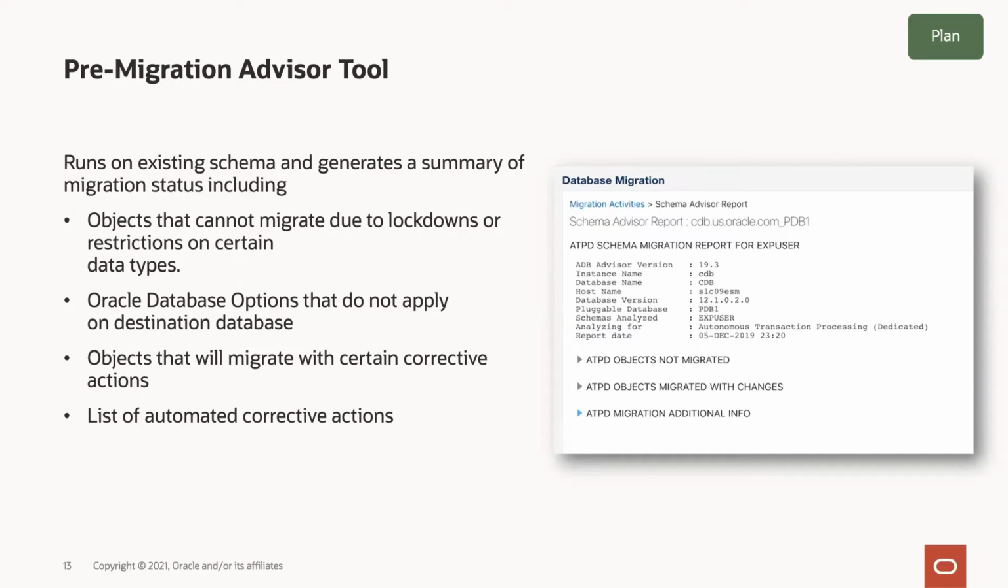The schema advisor report screenshot that you're seeing here clearly groups the objects based on its findings, whether objects cannot be migrated or migrated with changes. Now that the plan is in place, you are ready to migrate. That's step 2, which we call the migrate phase.